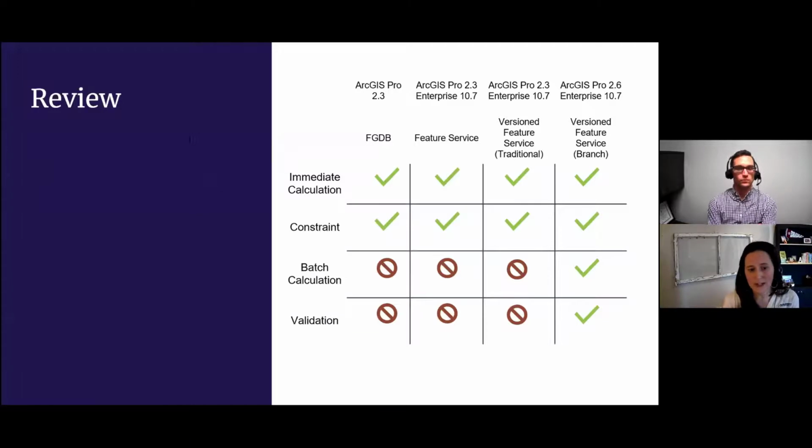So those immediate calculation and constraints you can do throughout, as long as you have a file geodatabase and you're using Pro at least 2.3, again, 2.7 is where you should start. You can leverage all of that we talked about in the first half. The second half, the batch calculation, the validation, you need to be branch versioned, and in Enterprise 10.7, Pro at least 2.6.